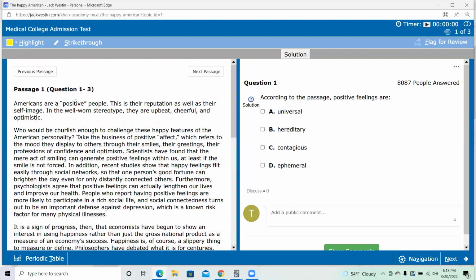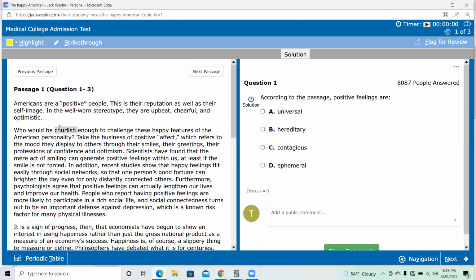Americans are a positive people. This is their reputation as well as their self-image. In the well-worn stereotype, they are upbeat, cheerful, and optimistic. Who would be churlish enough to challenge these happy features of the American personality?